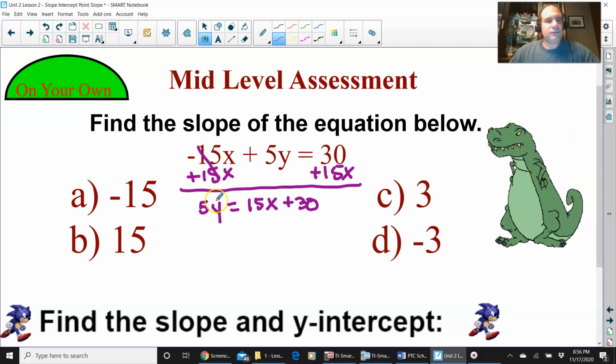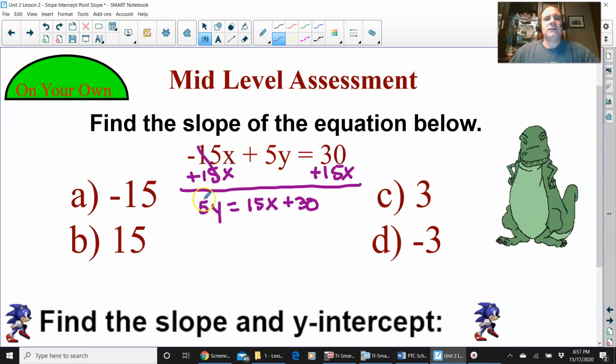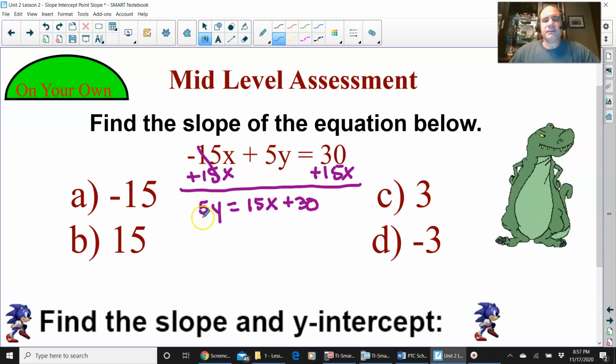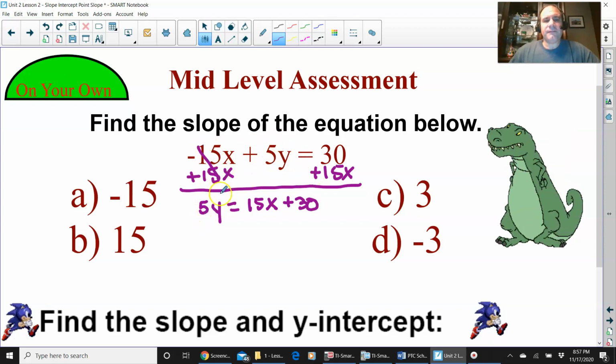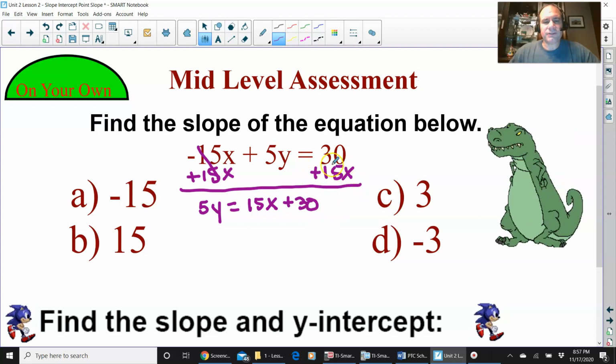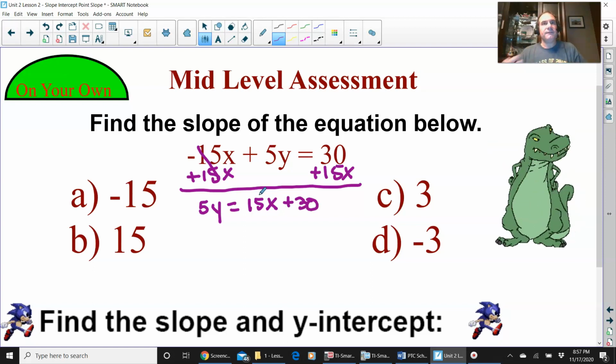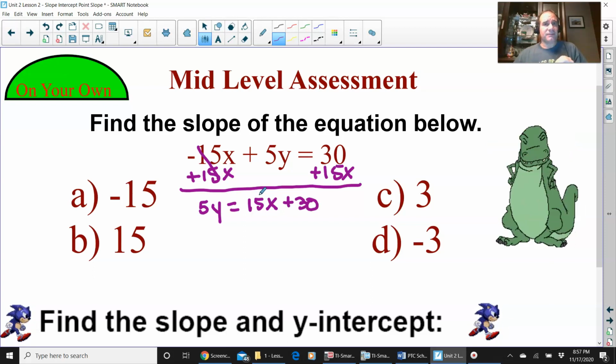The first thing that you do is to get that negative 15x over to the right side of the equation, away from the 5y. The side where that 5y is needs to be alone. So the negative 15x and the positive 15x cancel out, and then you have 5y equals 15x plus 30. Notice I put the 15x first because I'm prepping my equation so it is in that format of y equals mx plus b.